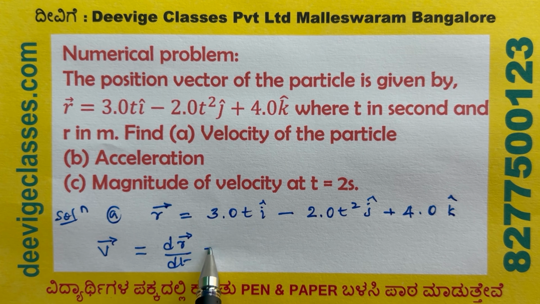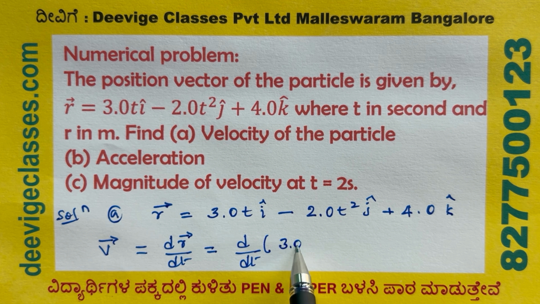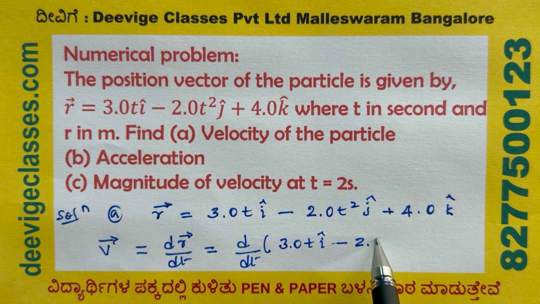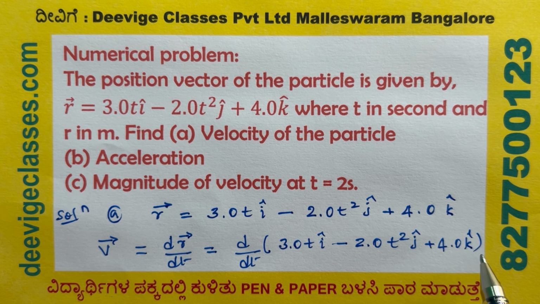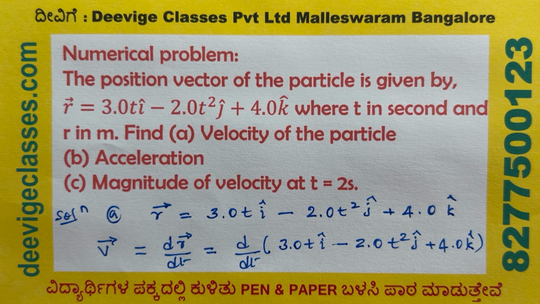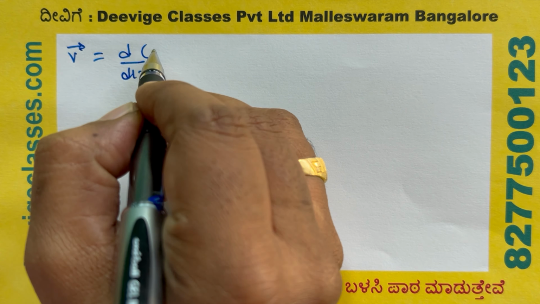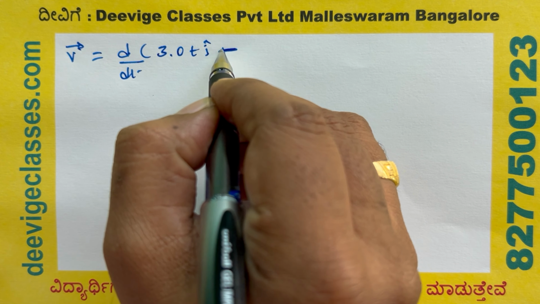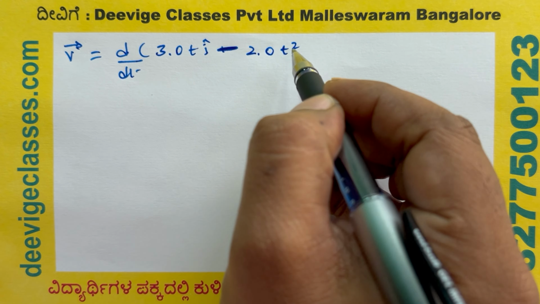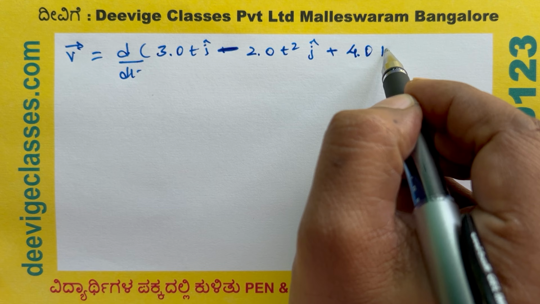Now let us substitute that r vector. So v vector is equal to d by dt of 3.0 into t i cap minus 2.0 t square into j cap plus 4.0 into k cap.